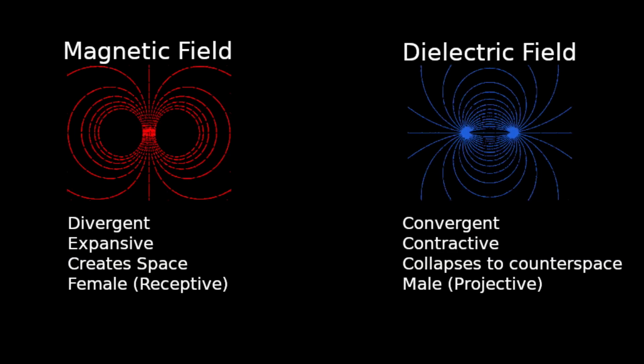Lines of magnetic force close on themselves. They are divergent, expansive, and create space. Lines of dielectric force terminate on conductors. They are convergent, contractive, and collapse to counter space, becoming magnetism.